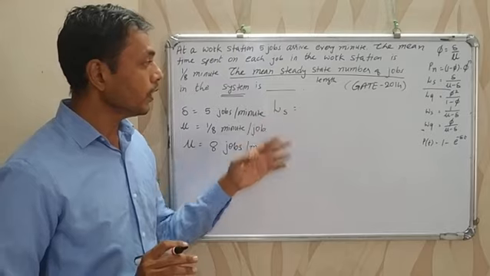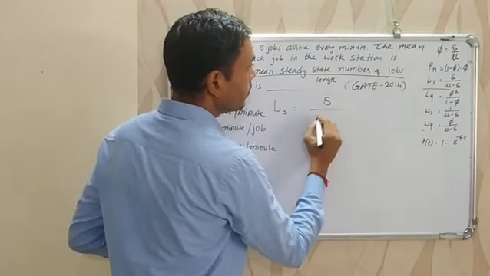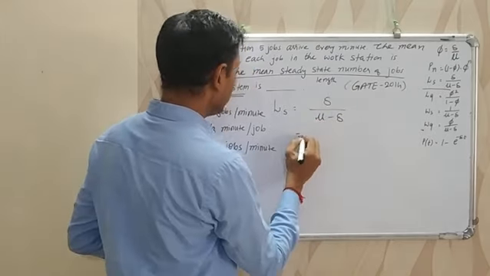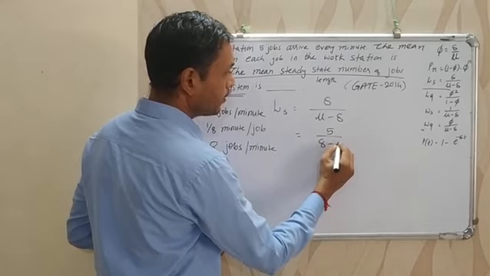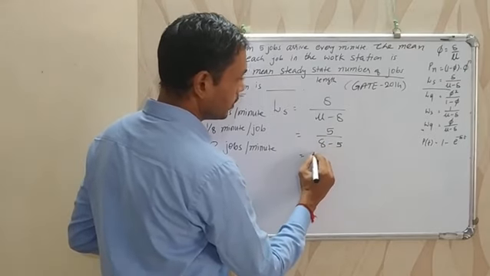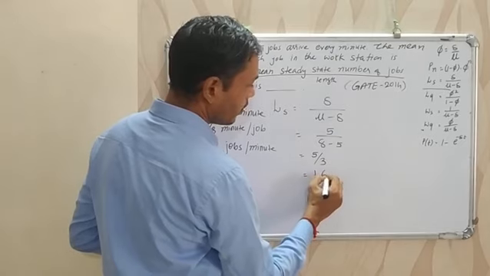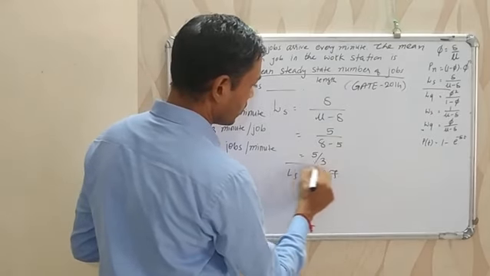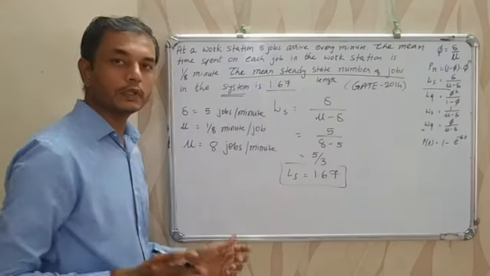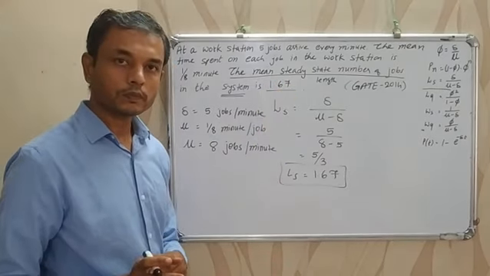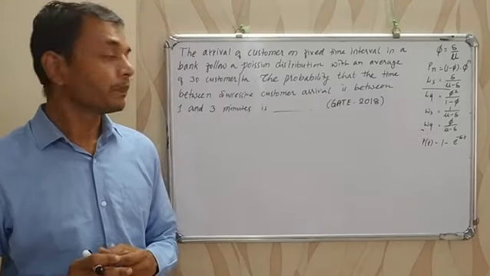So now we know delta and mu. From that we can calculate LS. LS is equal to delta divided by mu minus delta. So that is 5 divided by 8 minus 5, so that is 5 by 3, which is equal to 1.67. So the answer is 1.67 customers in the system. Now let's see another example.